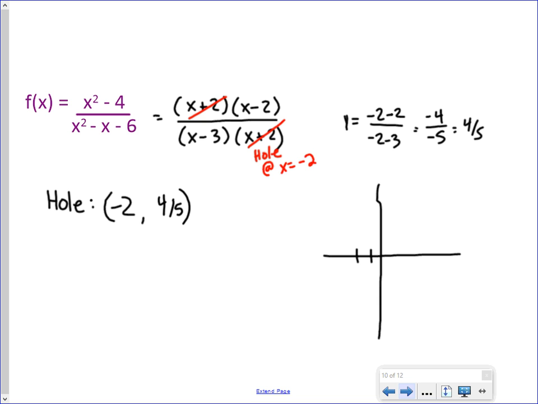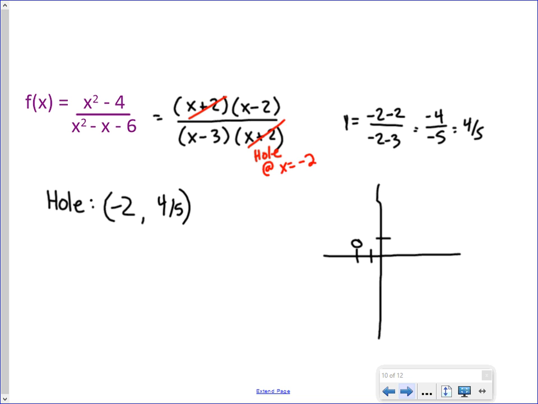And then on my picture, I go -2 to the left, up 4/5, so not quite all the way to 1. Now just draw an open circle for now. It's just a point. I'll be able to use that point as one of the points to make the graph. I just won't draw a line through it. I'll go right up to it and then start right after it.